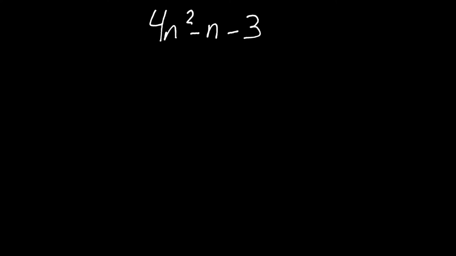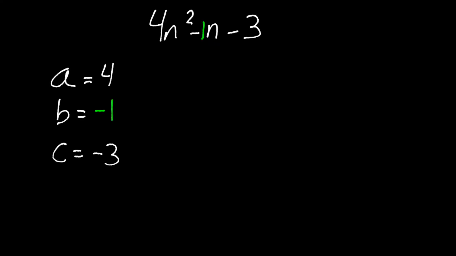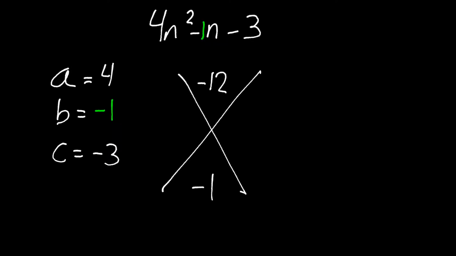All right, A, B, and C. Ask yourself what values fill in A, B, and C. You should say A is 4, C is a negative 3, and since we have a negative n, we could think of this as a negative 1n, so B is negative 1. Create our x. A times C gives me a negative 12. B is a negative 1. And I need 2 numbers that multiply to negative 12 but add to a negative 1.